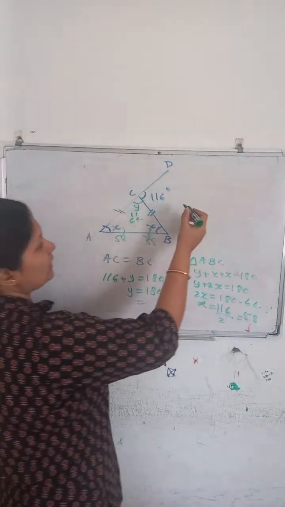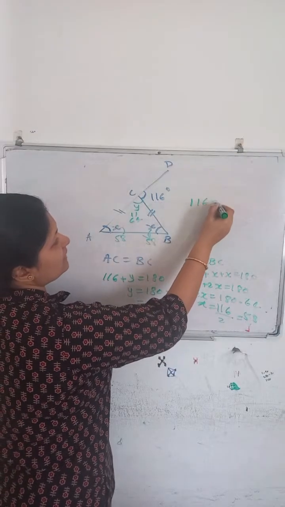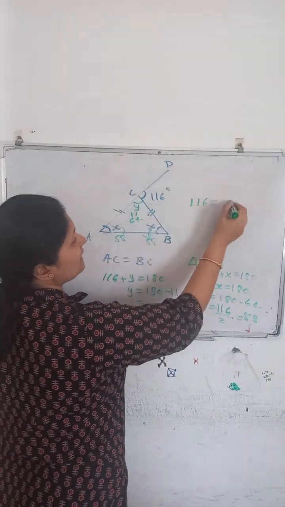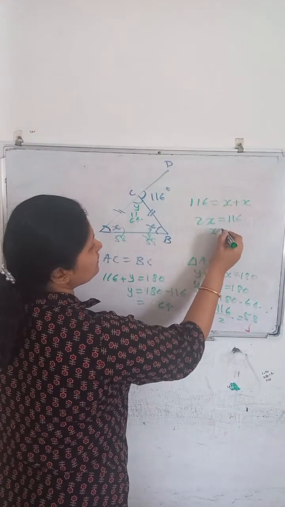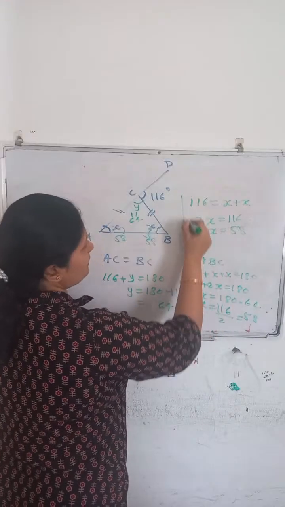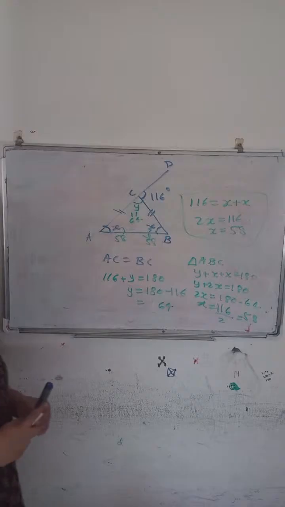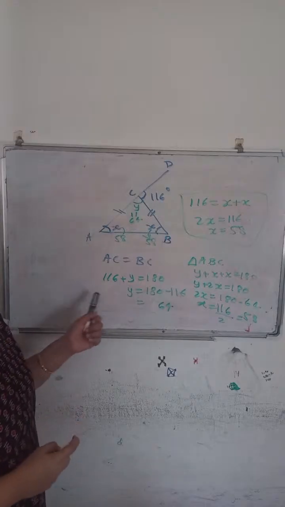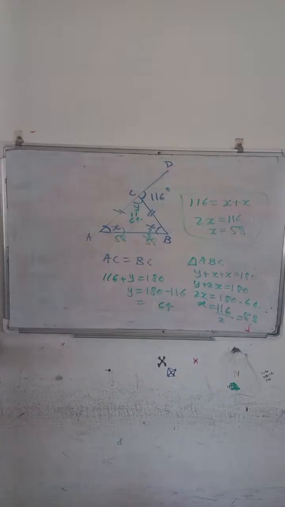Or else you can do one more thing. The exterior angle is nothing but the sum of the interior angles, x plus x, that is 2x is equal to 116. So x is equal to 58. This is also one method we have, and the earlier one is a long procedure. Suppose if same question will be asked, then we can go for this method also. So these are the methods to find out the answer for this.